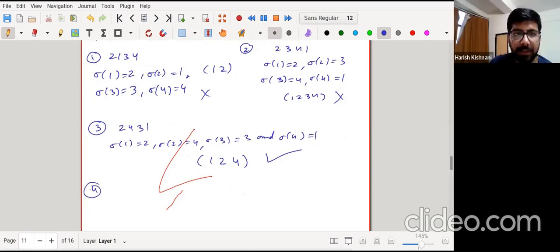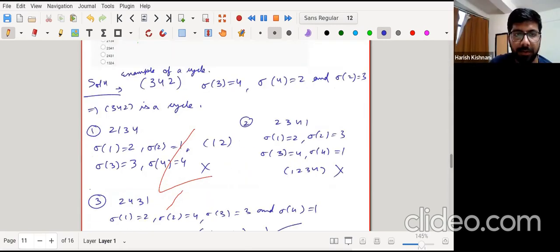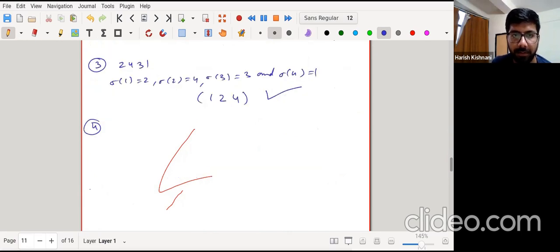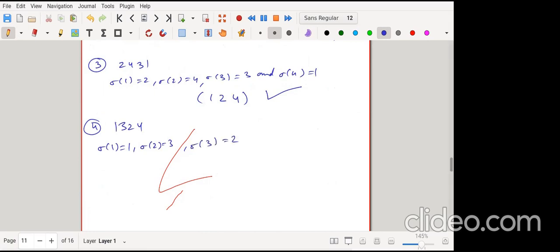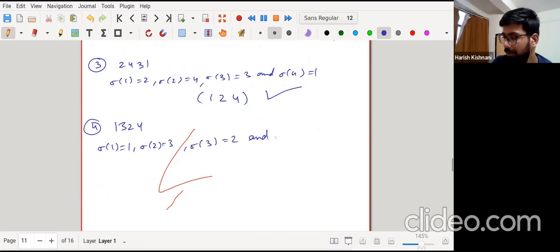The fourth one is 1 3 2 4. Sigma of 1 is 1, sigma of 2 is 3, sigma of 3 is 2, and sigma of 4 is 4. So 1 is fixed at 1, 4 is fixed at 4, 2 is mapped to 3, and 3 is mapped to 2. So it's a 2 cycle, but again it does not contain a 3 cycle. So only the third option is correct.